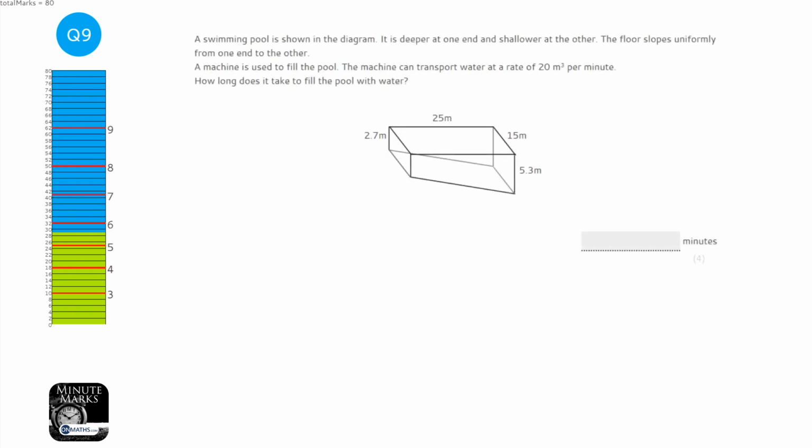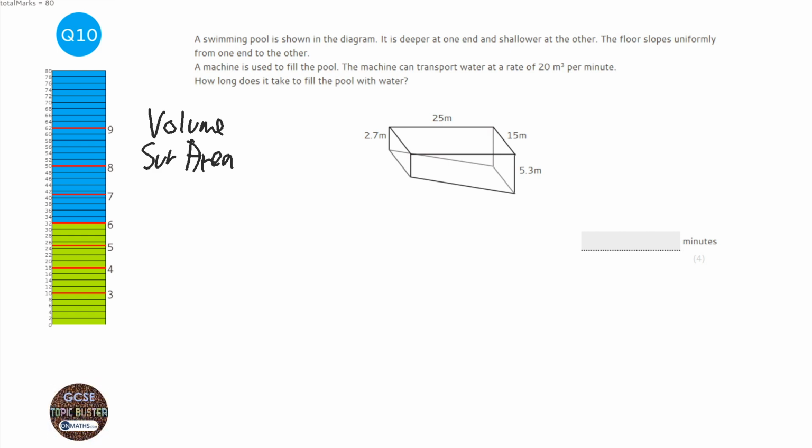Whenever we see a 3D shape in a question, you've got to ask yourself, is the question asking for a volume or a surface area? And that should be the first question that goes into your mind. Yes, it might be asking for something else, but those are the main two. We're looking at this, we're filling the swimming pool with water, so it's going to be a volume question.